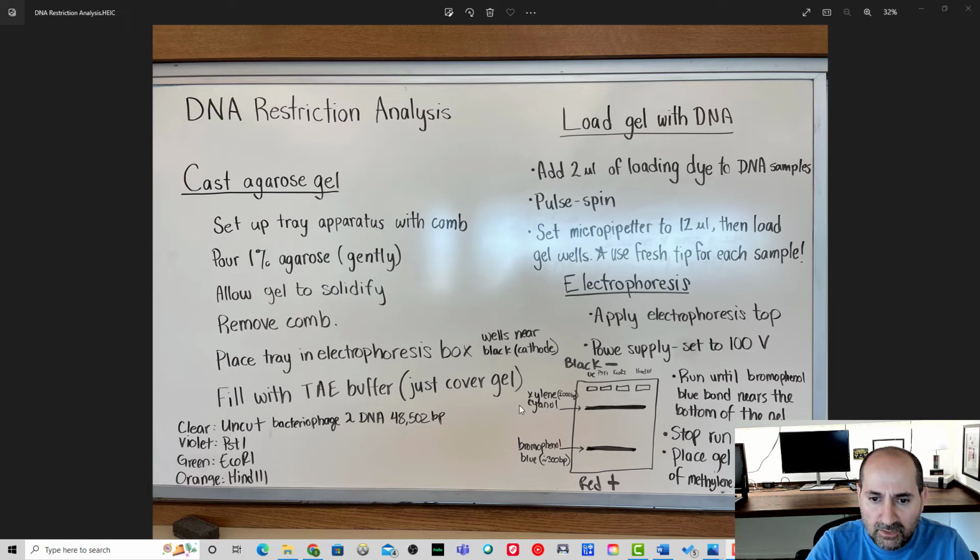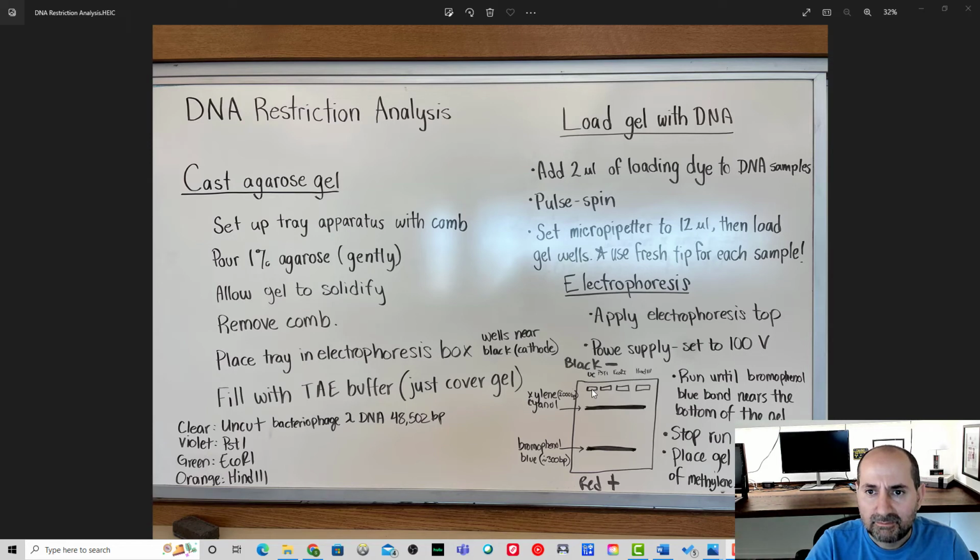We also used a loading buffer. Remember the loading buffer, which contained 2 dyes, xylene cyanol, which travels at about 2,000 base pairs, and bromophenol blue, which travels at about 300 base pairs. So we used the loading buffer as a marker for the progression of the DNA down the gel. We also used the loading buffer because it contains sucrose, which weighs down the DNA. Remember, the DNA went right to the bottom of that well, and it's because it was weighed down by that sucrose.